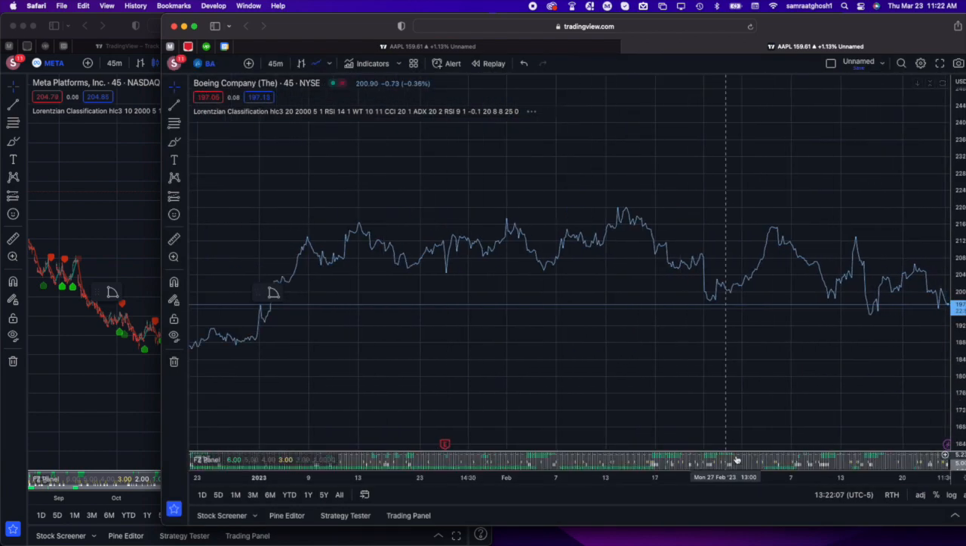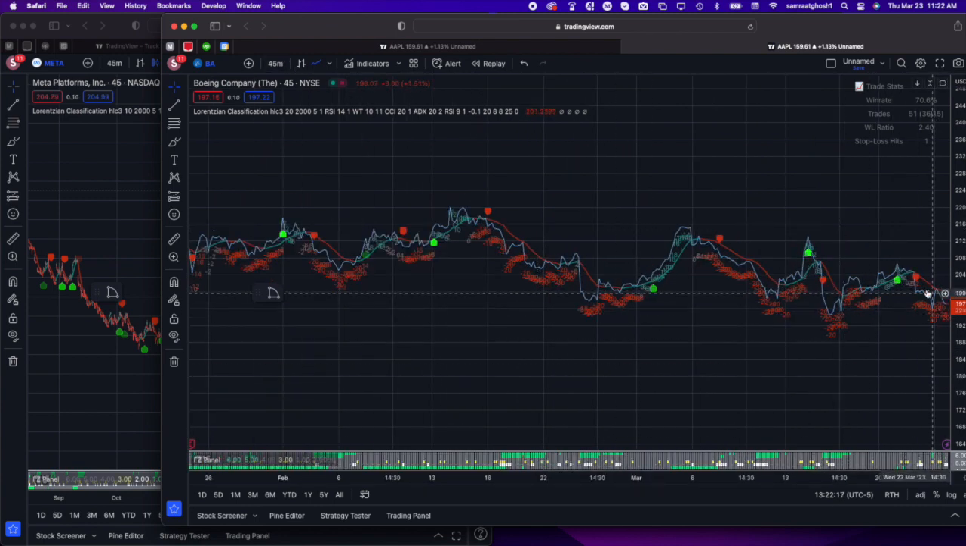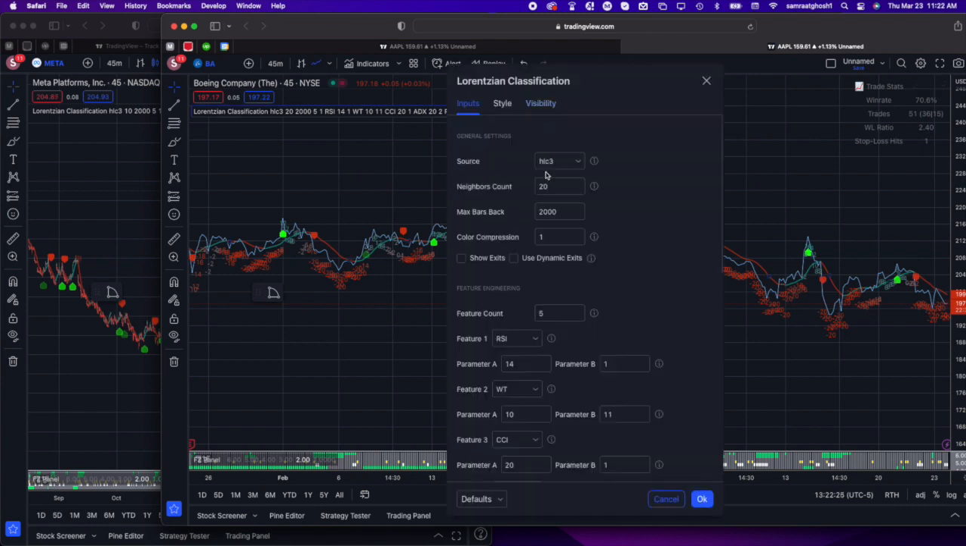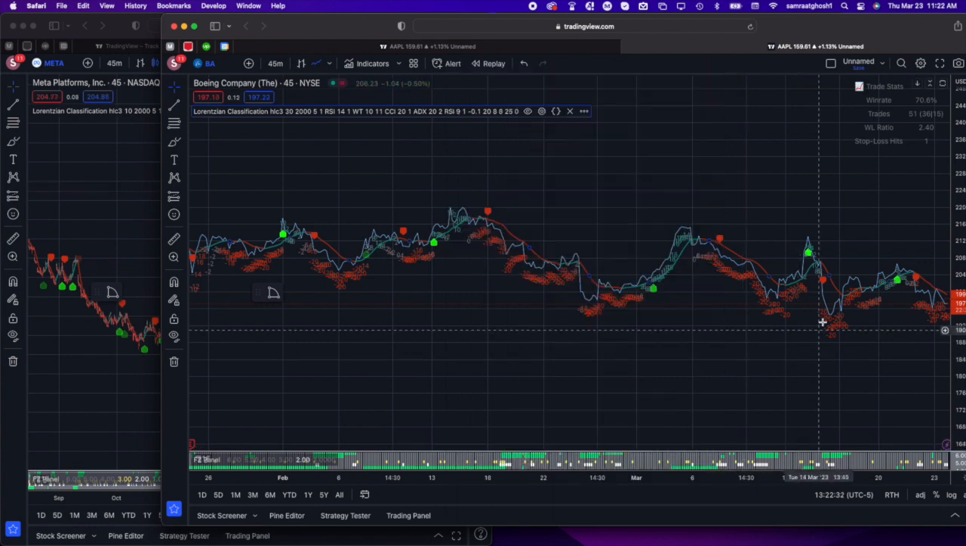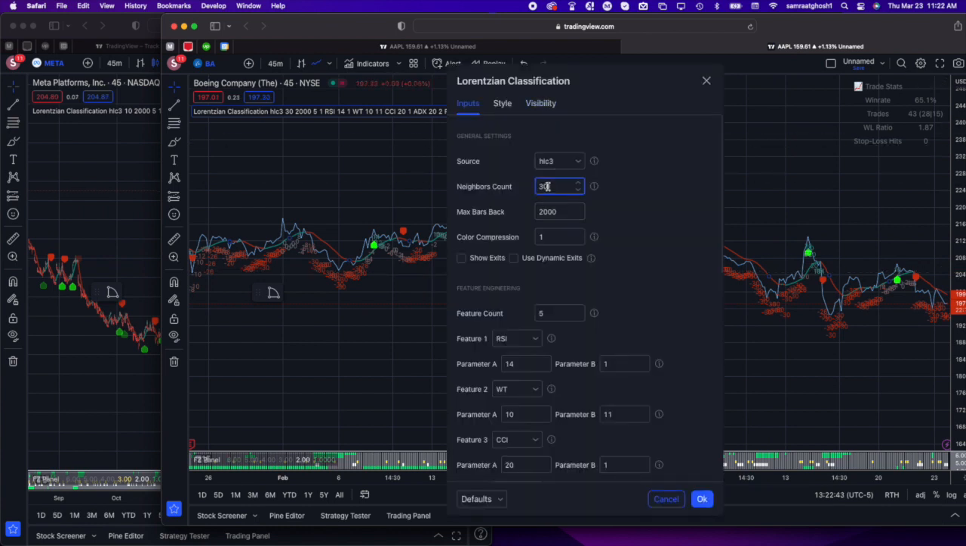But now we're going to go to Boeing. So Boeing on the 45-minute, 70.6%. Just going to change this to fit. If you change it to 30, it won't do anything. It's just usually not a big indicator of making it more. Dropped it actually. Sweet spot is 10 to 20 on nearest neighbors count.